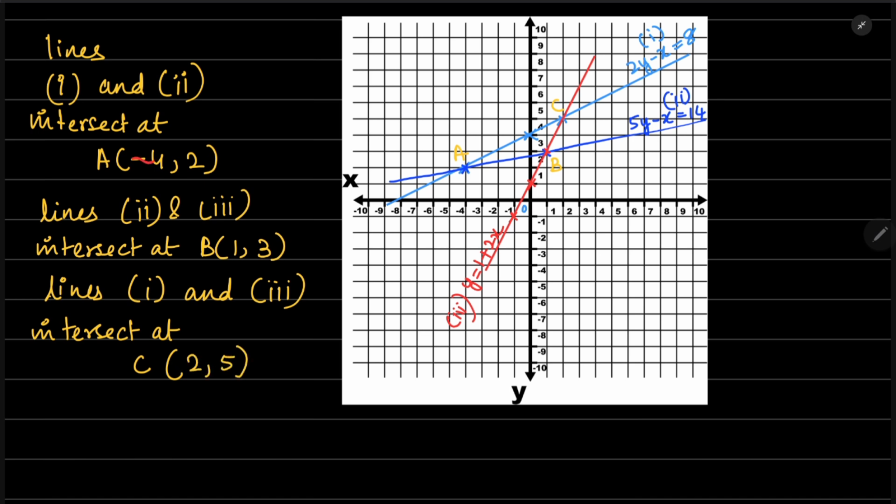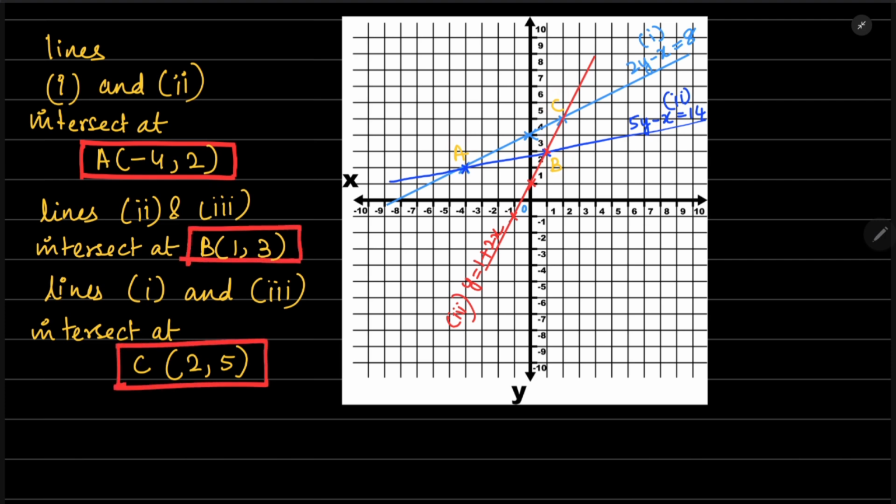So what are the coordinates? You have to find the coordinates of the vertices. You can see here, it's forming a triangle, isn't it? Can you see a triangle here? So you have to write the coordinates. That's what we have marked with A, B and C, and that's what I've written here. A is the first coordinate, your B is 1 comma 3 and your C is nothing but 2 comma 5.